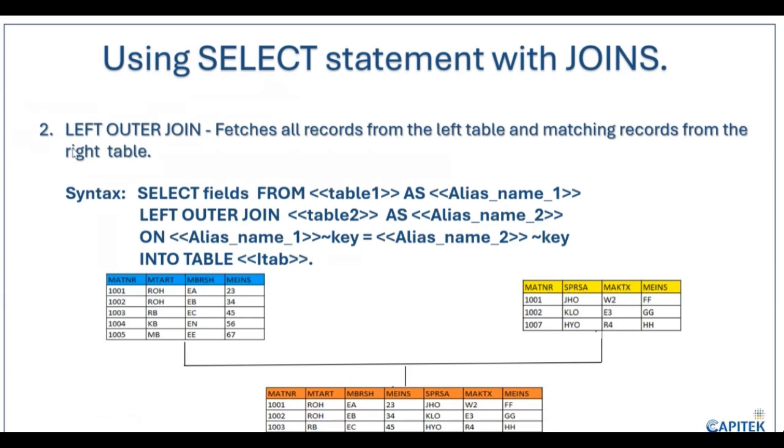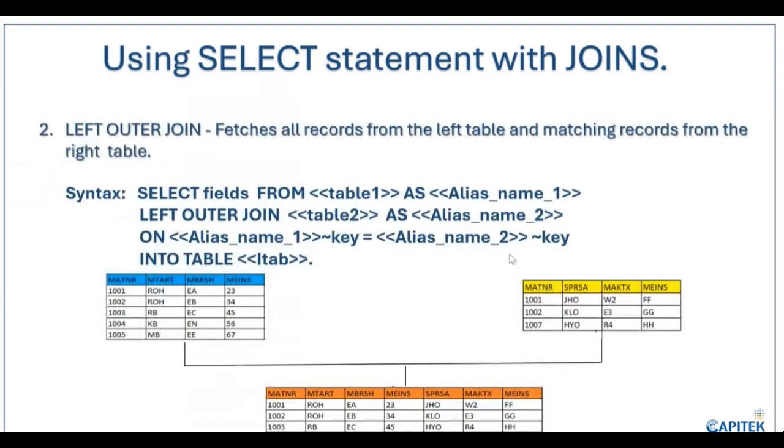This is about the left outer join, and this is the syntax. We'll select the fields from a table. We'll provide the table name as alias. We'll say left outer join. On which table do you want to left outer join? I want to left outer join on this table. We'll say again as alias. Alias means an alternate name. On, we'll specify the condition. What is the condition? Left side table's matner equal to right side table's matner, and where you have to store the data, into my internal table. So we'll see all this with respect to an example.